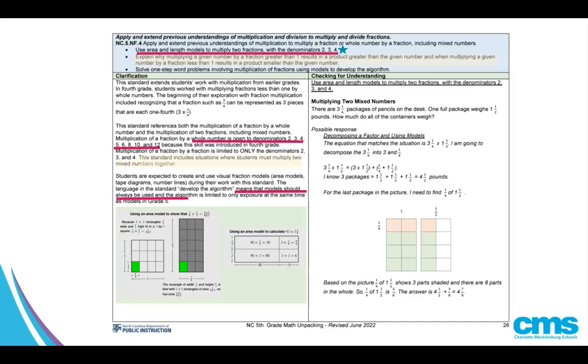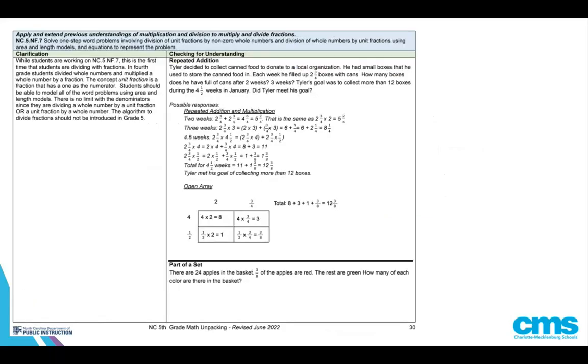Students add and subtract fractions with unlike denominators in Unit 6. They will need this skill to be able to multiply a mixed number times a mixed number. After the section on adding and subtracting fractions, then students will move to the yellow highlighted aspects of this standard. But again, that won't be until Unit 6. Now let's look at NC5 NF7.